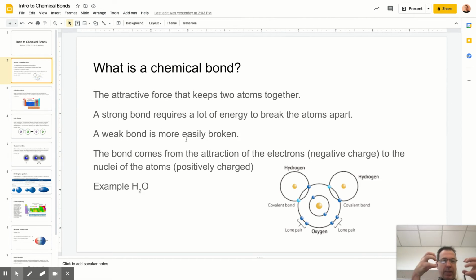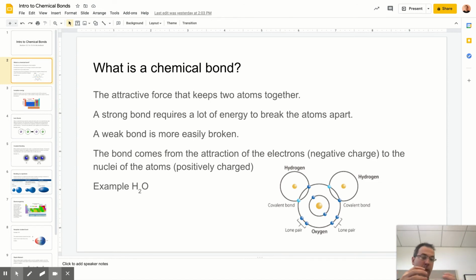So first of all, just some definitions here. When we're talking about a chemical bond, we're talking about this force that's keeping the atoms together, right? And that can either be a really strong force, in which case it requires a lot of energy to break that bond. That would be a strong bond, right? Or the atoms could be loosely attracted to each other, held together by weak forces, in which case it does not require a lot of energy to break it apart, and that would be a weak bond, right?